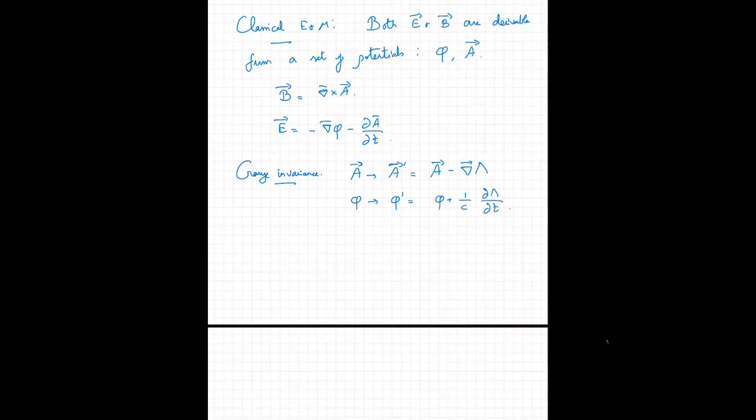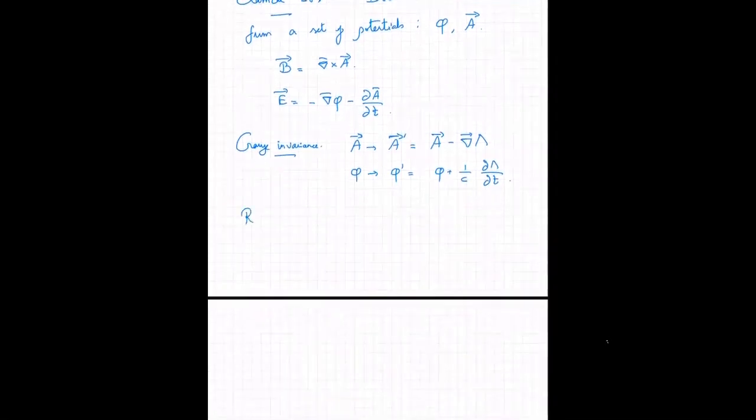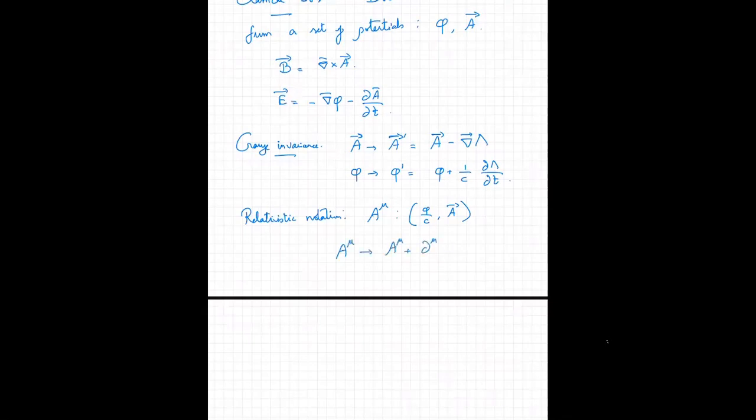Okay. Of course, this is more neatly expressed in the relativistic notation, in terms of an A mu. An A mu is basically a 4 vector whose 0th component is phi over c, and the 3 vector A is the other 3 components, right? So in this relativistic notation, I simply mean A mu goes to A mu plus d mu lambda. Okay.